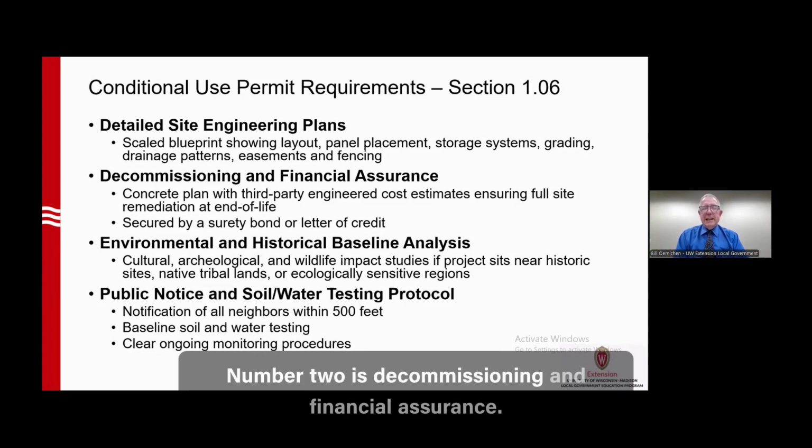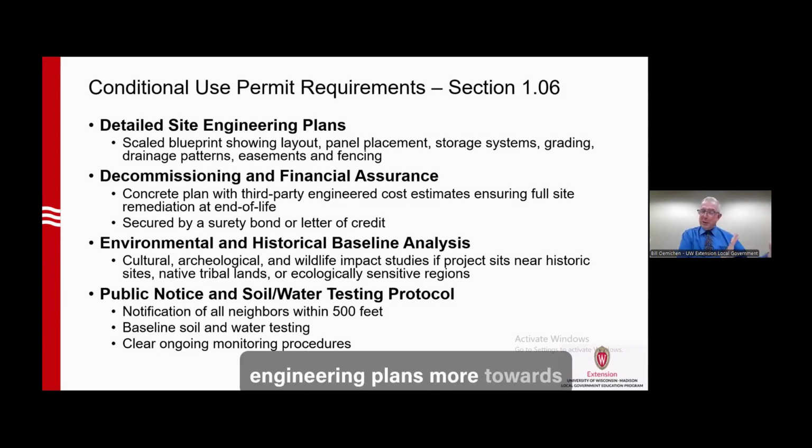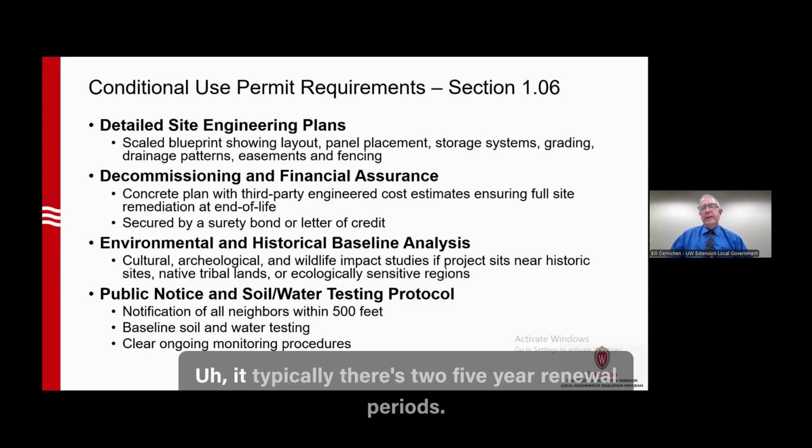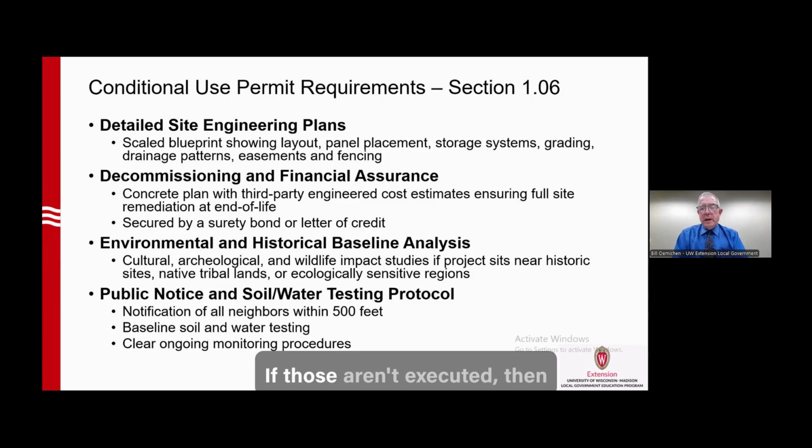Number two is decommissioning and financial assurance. The detailed site engineering plans come more towards the beginning, but people also said, what happens after the 25-year useful life of the solar array? That's fairly standard. What happens there, particularly if the solar developer doesn't use an automatic renewal provision in the agreement with the landholder? Typically, there are two 5-year renewal periods. If those aren't executed, then what happens with decommissioning?